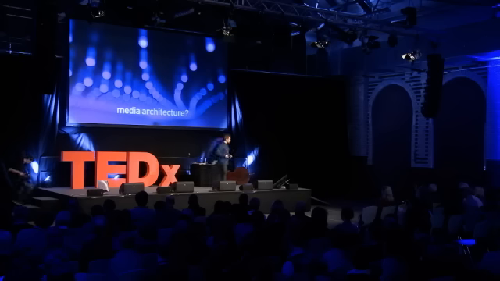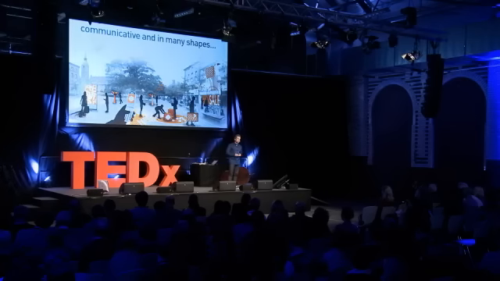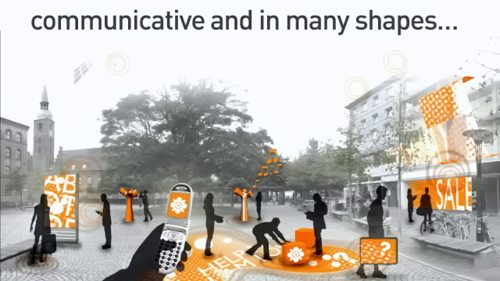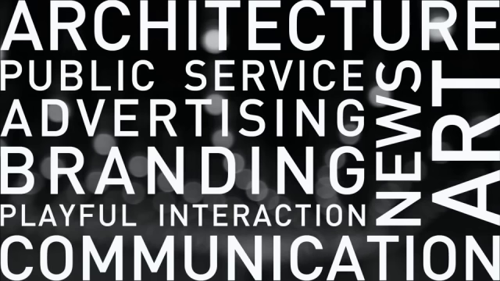But I've been asked to talk about media architecture, so what is that all about? It can be a lot of things. It can take up multiple shapes. You can find it in different situations. And it definitely has to do with a lot of different aspects of our daily life, and one could take a look at some of them. Of course, it relates to architecture itself. It has to do with communication. It could have something to do with a public service, advertising, branding, etc., but also aspects of art, maybe news, or playful interaction, and I'll show you examples of that.